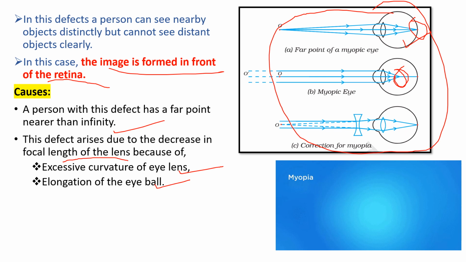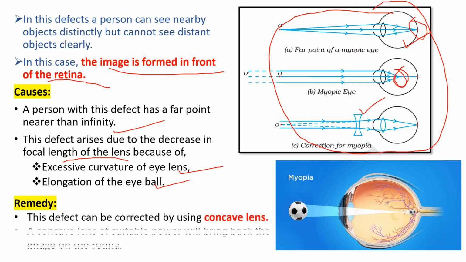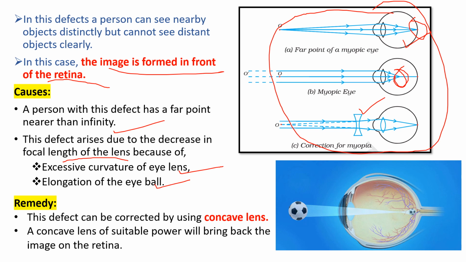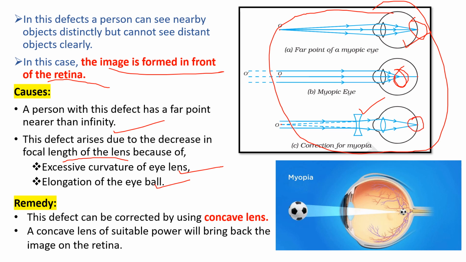Now, what are the things that we can do? What are the remedies that we can follow so that the image forms on the retina? Therefore, the person needs specs, and those specs should have a concave lens. With the help of a concave lens of suitable power, the image will be brought back onto the retina. Then this defect can be solved.